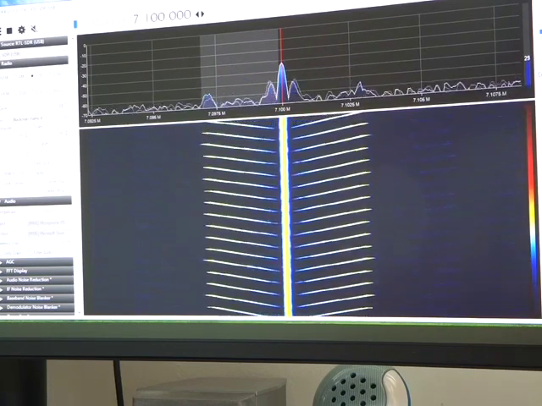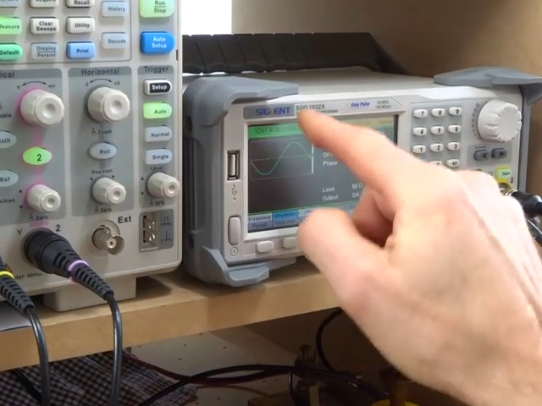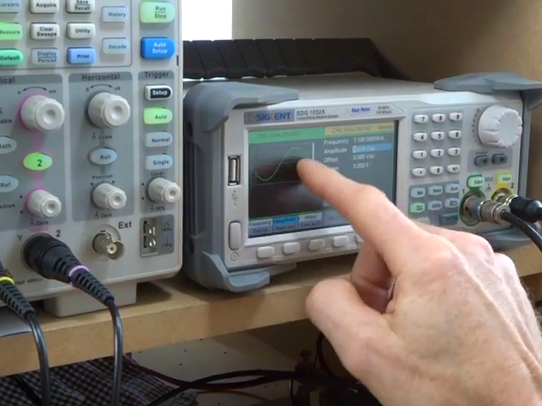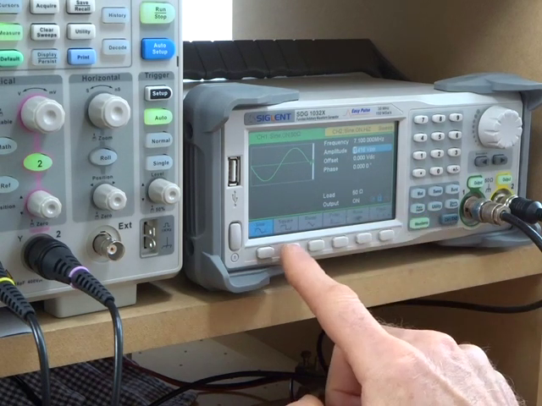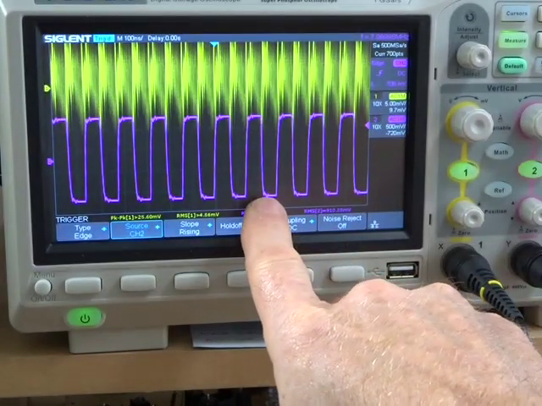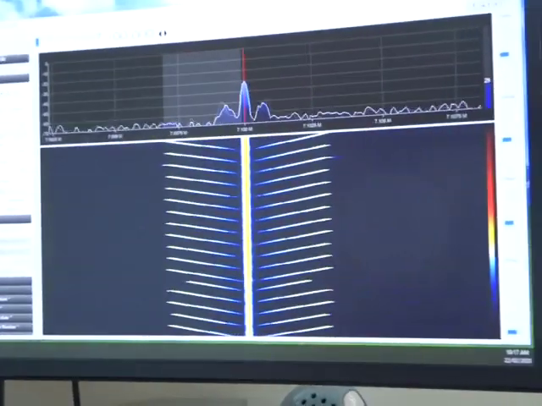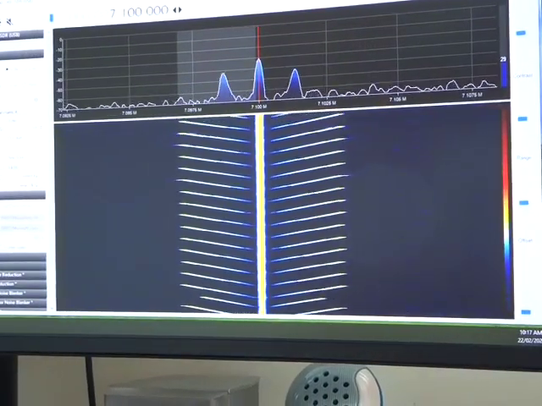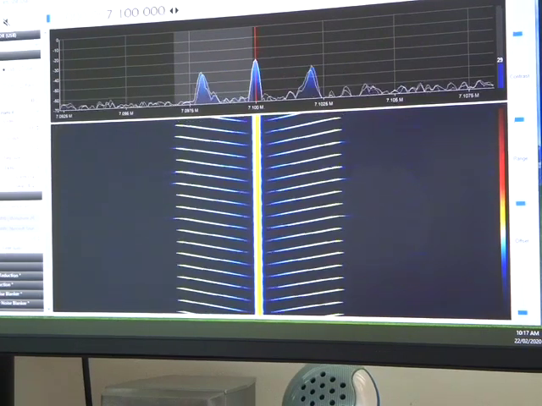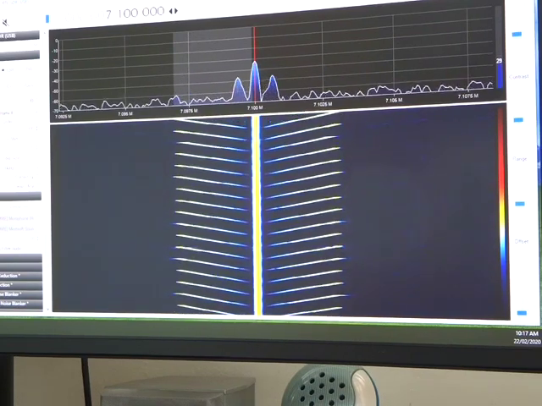Now, for interest's sake, I'm going to quickly change the VFO from a sine wave to a square wave. So waveform, square wave. Now we're driving this balanced modulator with a square wave as opposed to a sine wave, and really not seeing any difference at all in the transmit spectrum. If we go back to a sine wave again, we're back to a sine wave, and really no difference at all.